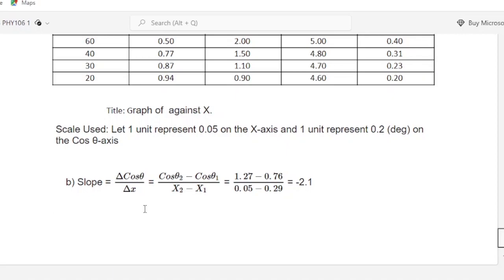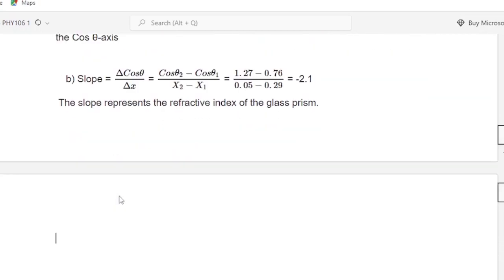You say, the slope represents the refractive index of the glass prism. All right, so this is what the slope represents. But I'll go down further, if I were you, to give a disclaimer. Because I know fully well that the refractive index of a glass should be about 1.5, but I'm now having minus 2.1. So what do I say?